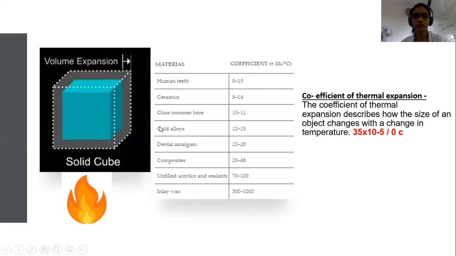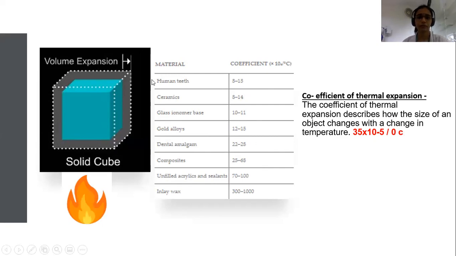Coming to the coefficient of thermal expansion. Coefficient of thermal expansion describes how the size of an object changes with the change in temperature. See, if there is an increase in temperature, there could be volume expansion. If there is a decrease in temperature, there could be volume contraction. The coefficient of thermal expansion for zinc oxide eugenol is 35 to 10 to the power of -5 per degree Celsius.